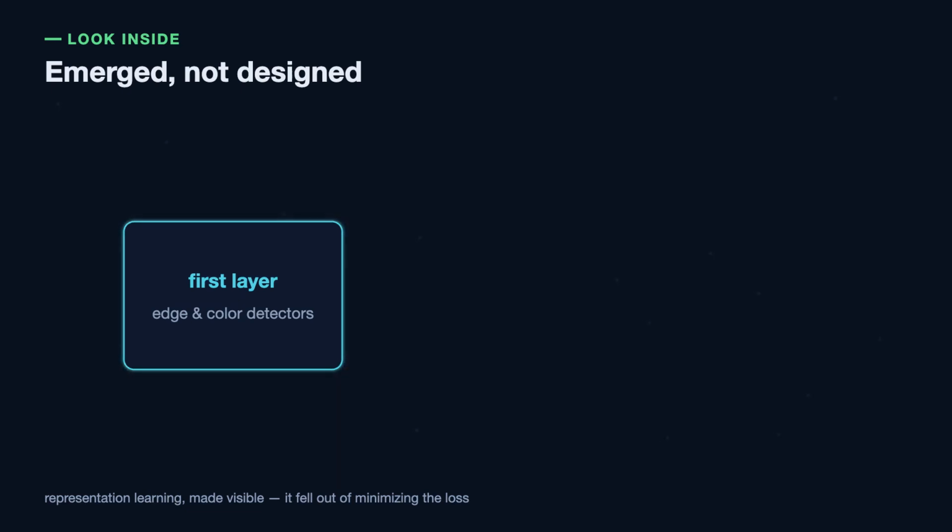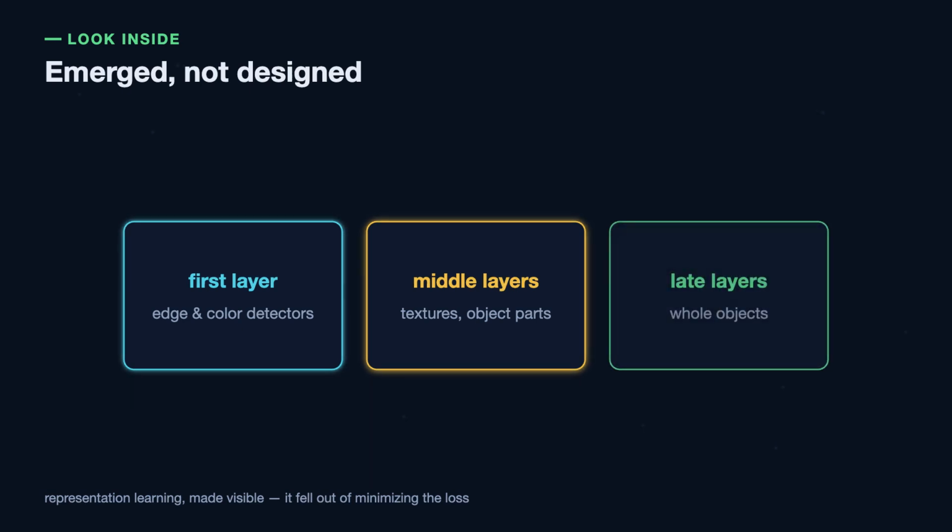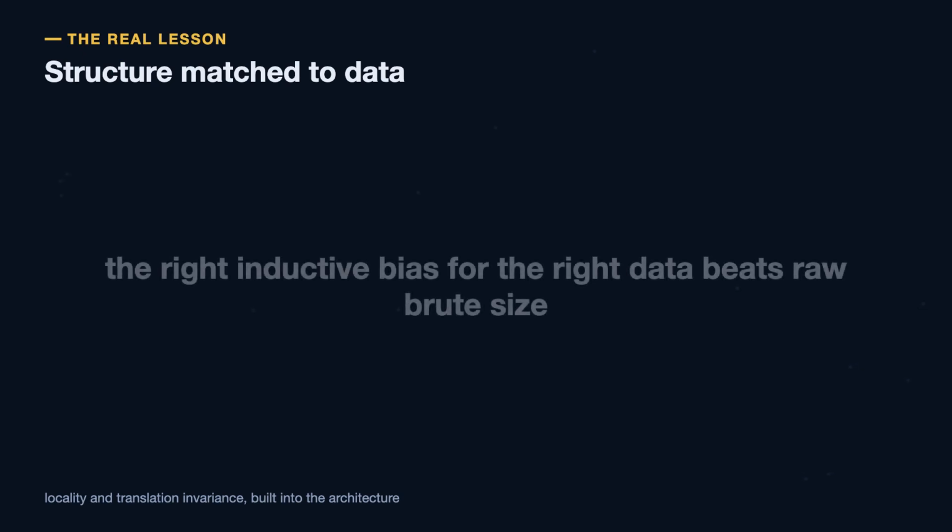And we can look inside a trained one. Visualize the first layer's kernels and you find edge detectors and color detectors, emerged not designed. Look deeper and the features respond to textures, then to object parts. Nobody programmed any of this. It all fell out of minimizing the loss. Representation learning made beautifully visible.